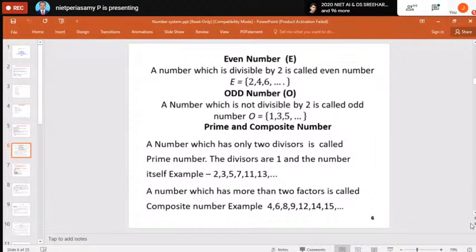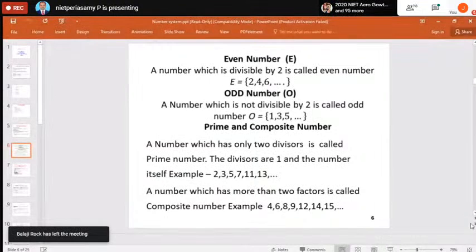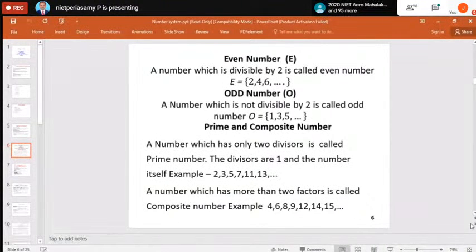So 9 is not a prime number. It is a composite number. That is the difference between a prime number and a composite number. A number which has exactly 2 divisors is called a prime number. A number which has more than 2 divisors is called a composite number.